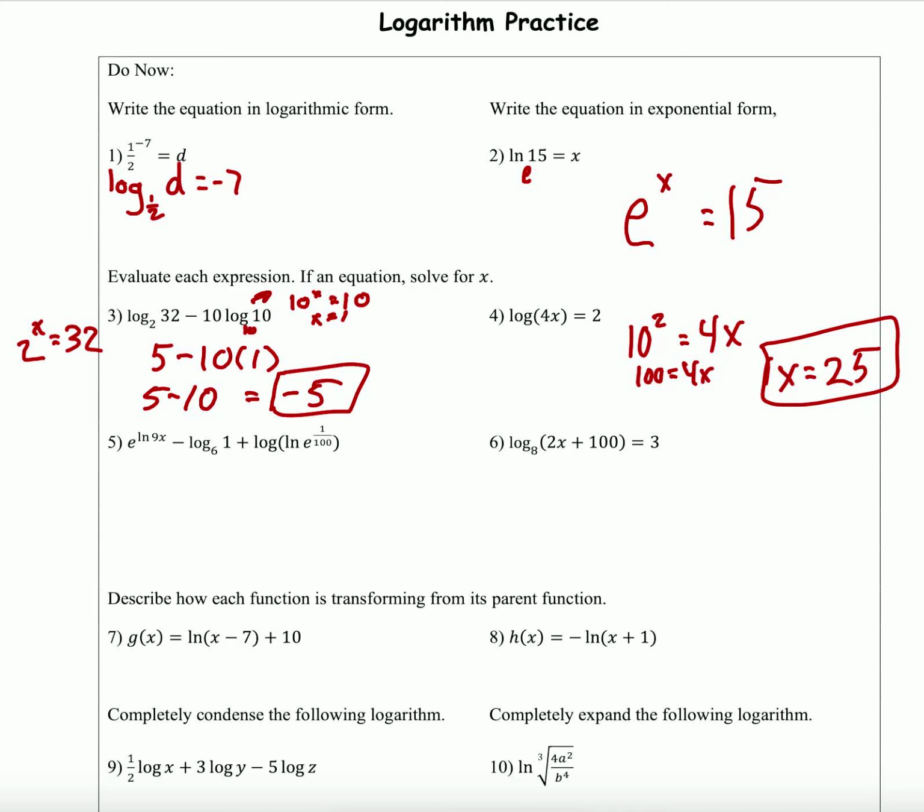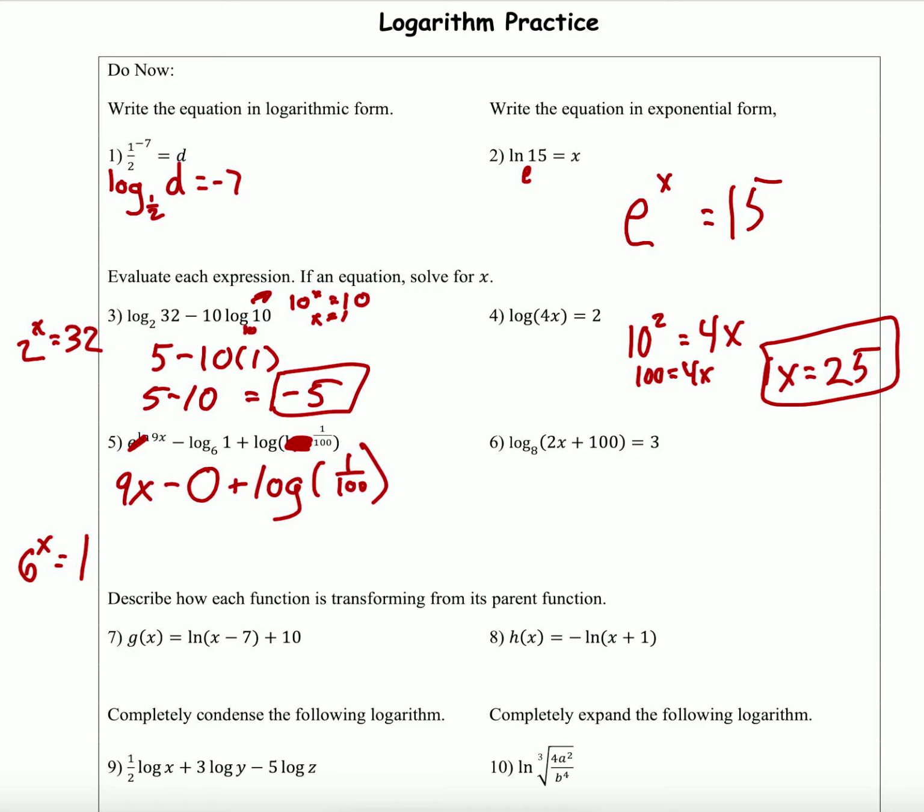Number 5 is an expression, so e to the ln, remember, inverse operations, they cancel out, so we're left with 9x here, minus log base 6 of 1. Whenever 1's the argument, our exponent's 0, because that's saying what exponent goes with 6, our base, to equal 1. Anything to the 0 power is 1. And then the last part, ln and e are inverses. So we can cancel those out, and we're just left with plus log of 1 over 100.